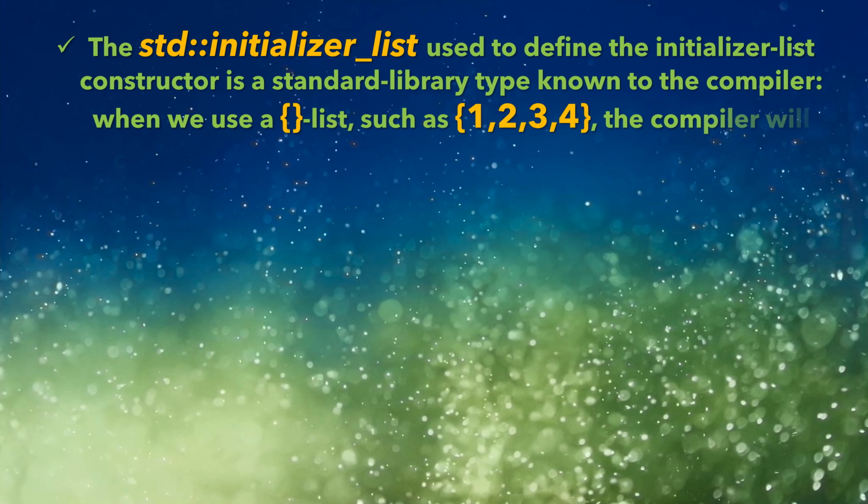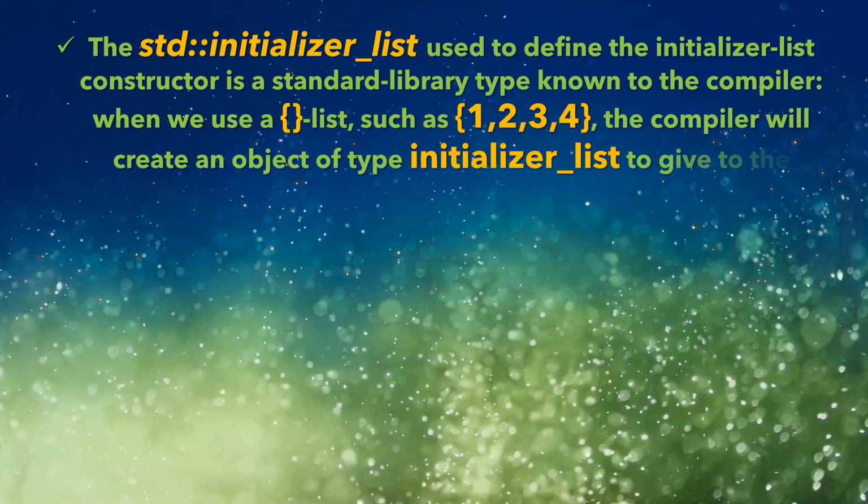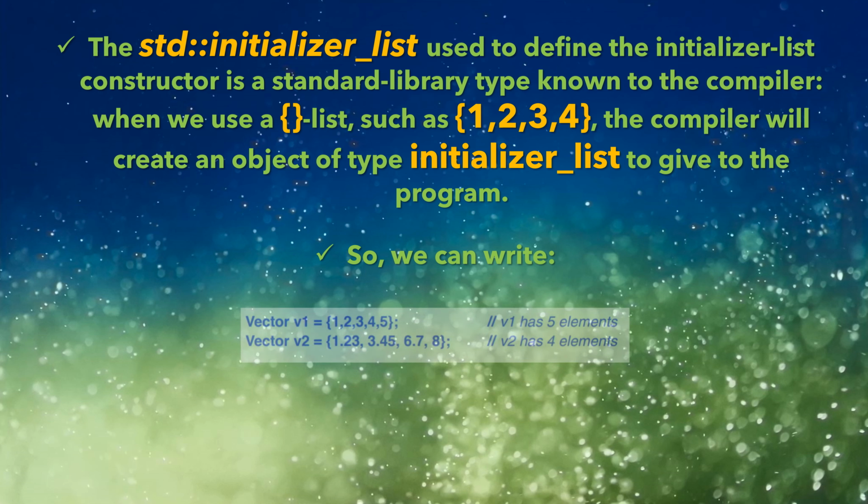The std::initializer_list used to define the initializer-list constructor is a standard-library type known to the compiler. When we use a {}-list, such as {1,2,3,4}, the compiler will create an object of type initializer_list to give to the program. So, we can write: Vector v1 = {1,2,3,4,5}; // v1 has 5 elements. Vector v2 = {1.23,3.45,6.7,8}; // v2 has 4 elements.